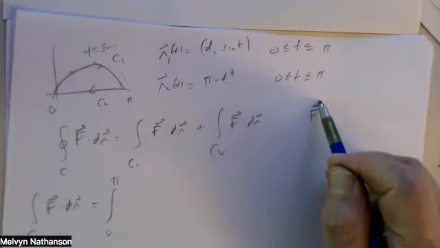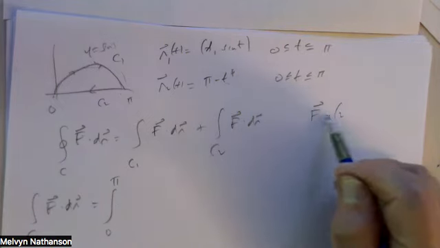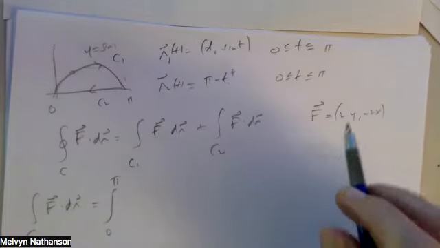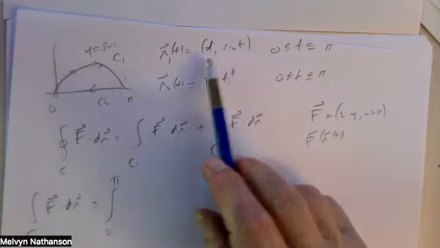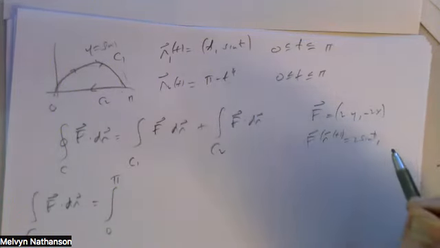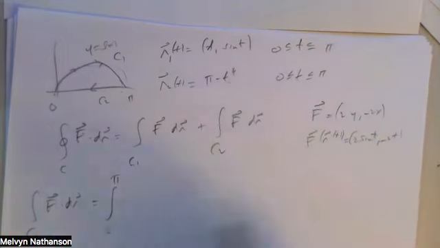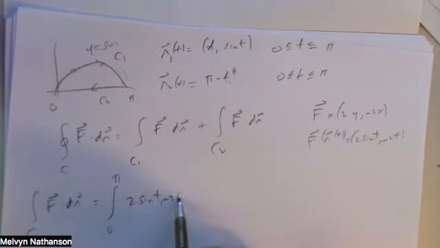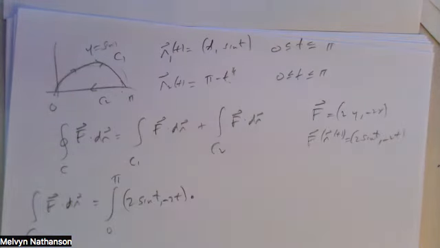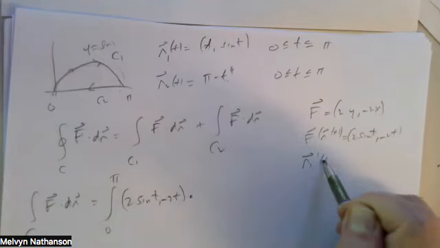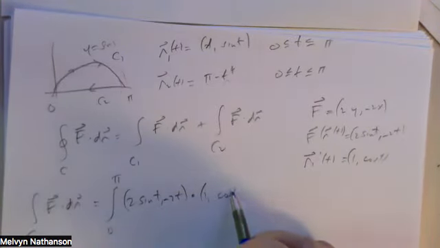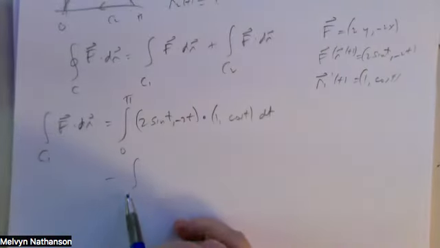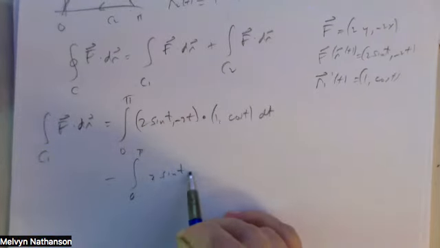What is my vector field f? My vector field f is 2y, minus 2x. So f at r of t, here's my r of t, t, sine t. This is 2 sine t minus 2x, minus 2t. So this is 2 sine t, minus 2t, dot product with r1 prime of t. I differentiate this, I get 1, cosine t, dt. So this is the integral from 0 to pi of 2 sine t minus 2t cosine t dt.